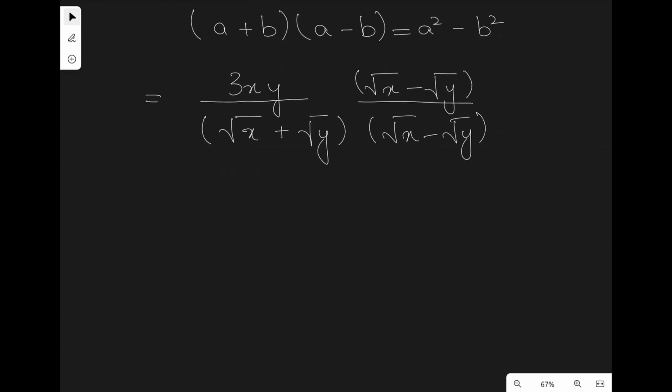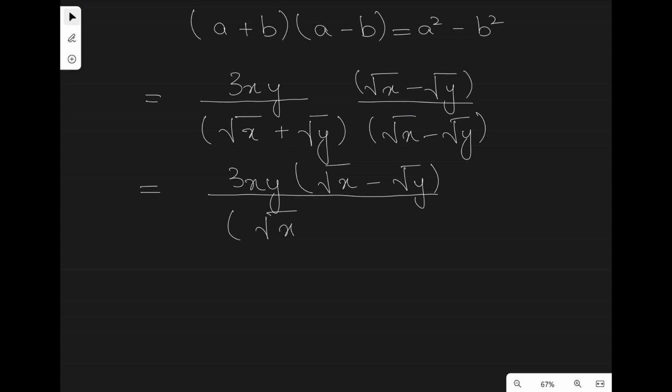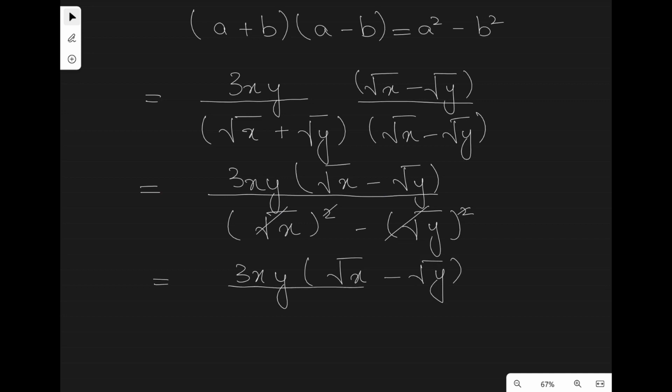Here's the multiplication and division. As you can see, it's (a plus b) into (a minus b), so we can just write it as a square minus b square, multiplying the numerator terms, and then we're going to divide it by under the root x square minus under the root y square. So it's the same as a square minus b square. We can cancel out the square root with the square. And the result is going to be 3xy, parenthesis open, under the root x minus under the root y, parenthesis closed, divided by x minus y.